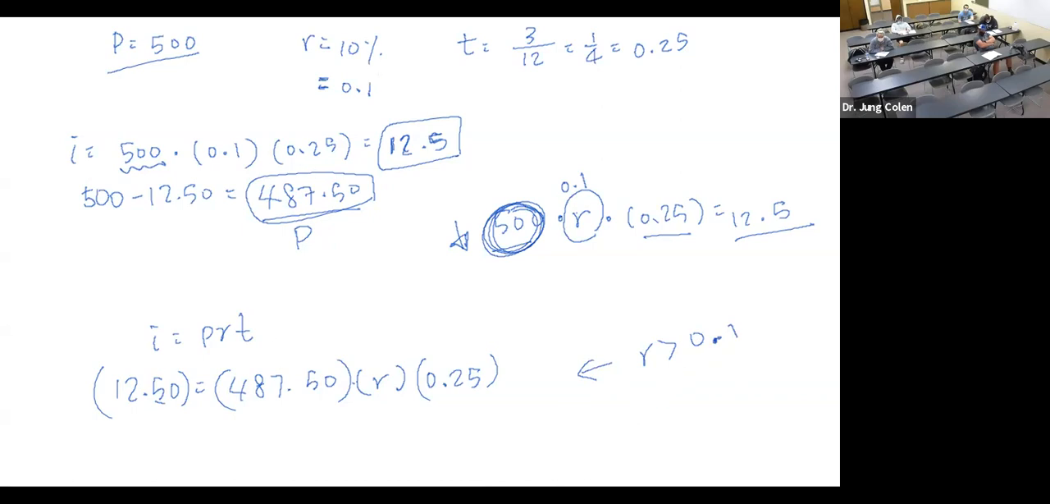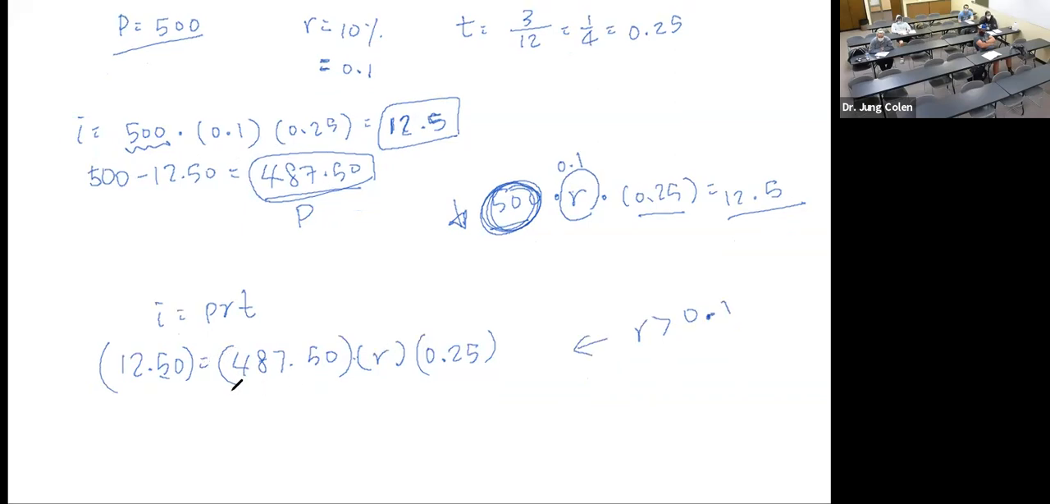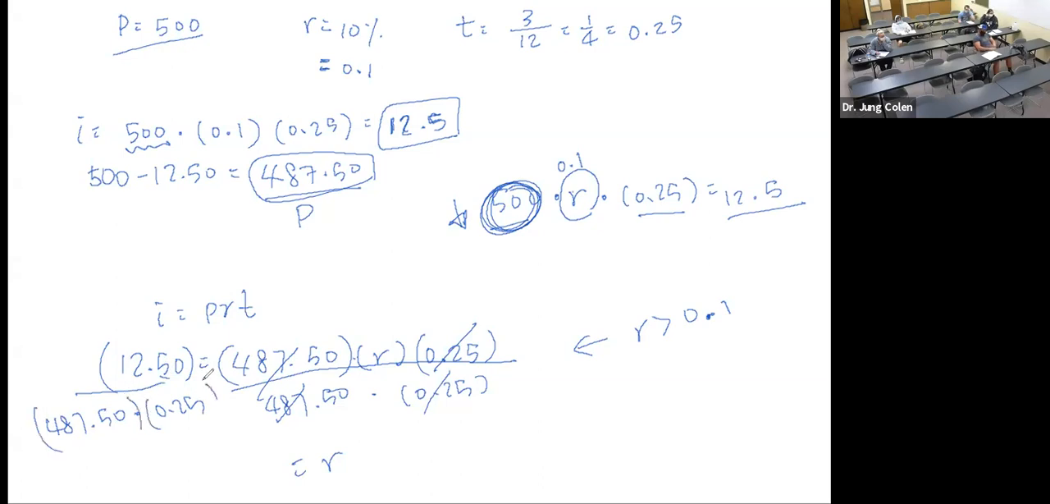Okay, so let's think about this one now. To solve for R, what can we do? You can divide both sides by what? 487.50, and also you can divide that by 0.25. So these will be cancelled. And what is R then? 12.5 divided by 487.50 times 0.25, right? What do you get?